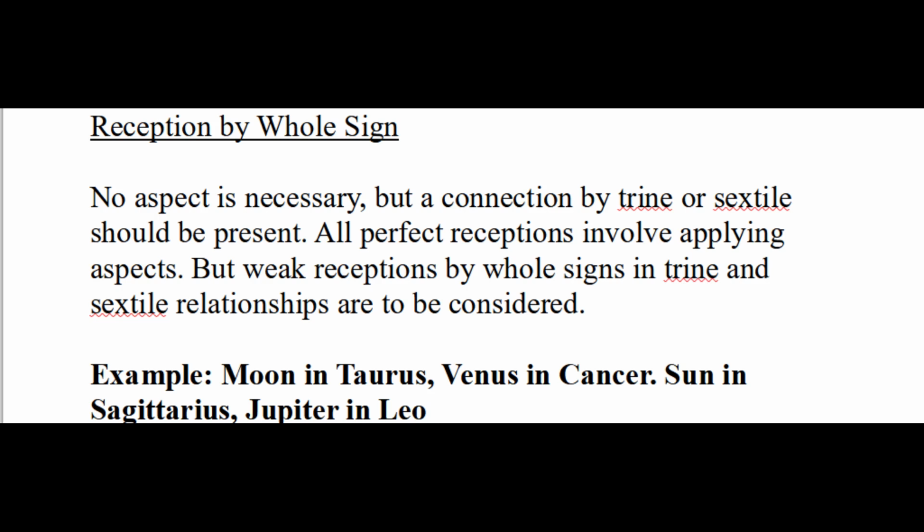Okay, there's reception by whole sign. Of course, that means the Moon is in Taurus, Venus is in Cancer, the Sun is in Sagittarius, Jupiter is in Leo. It's not as strong, but as you can see, this is a mutual reception. They don't have to be in exact aspect for it to actually be a reception, but if it's an applying aspect, it's the strongest. If it's a separating aspect, it's less strong. And if there is no aspect, then it's a reception, but it's only a reception by sign. That's what this is talking about.